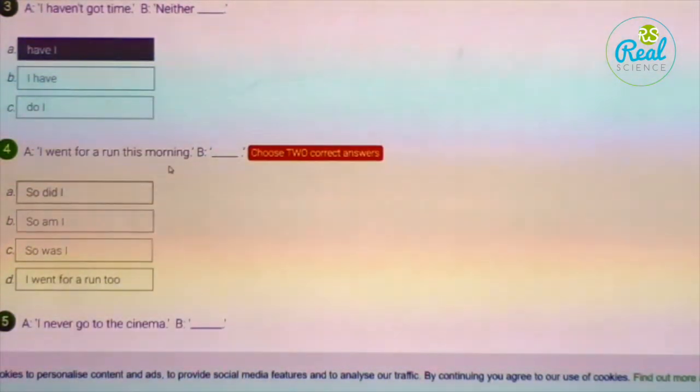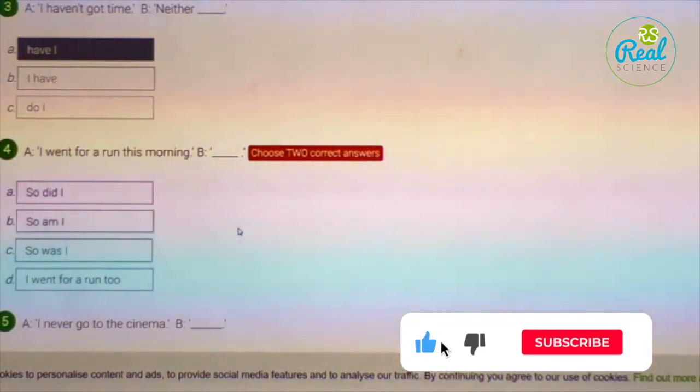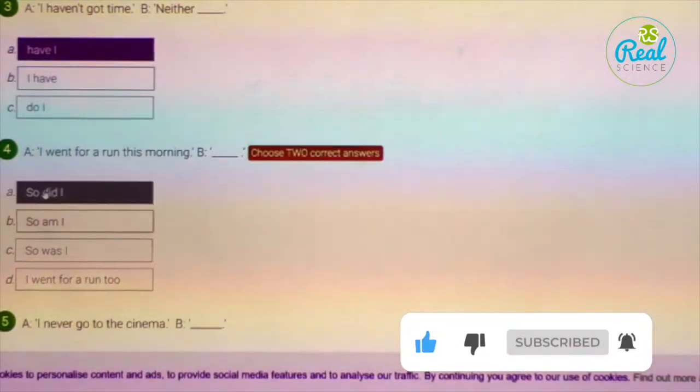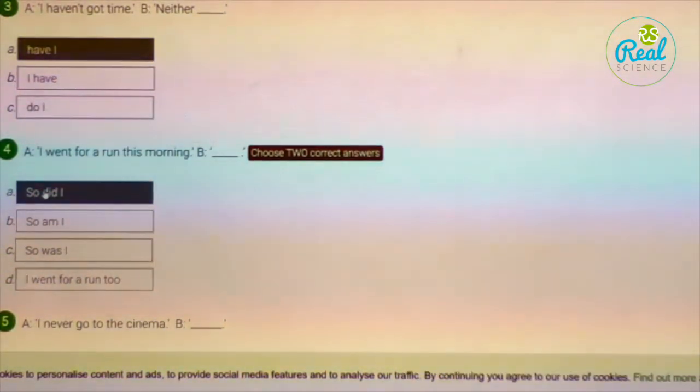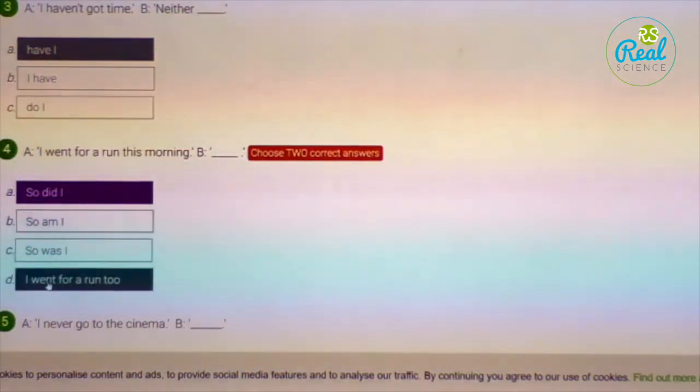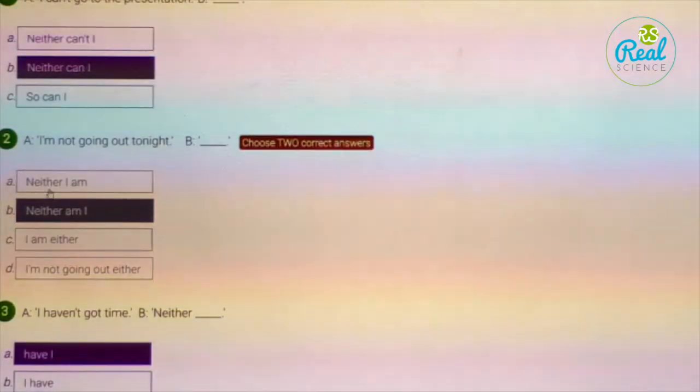Next one. I went for a run this morning. So did I. Choose 2 correct answers. Okay, which one? C. D. Actually, I think it's D. Okay, here also you have to choose 2 correct options. Neither am I. Maybe I'm not going out either. I'm not going out. D1. Yes.